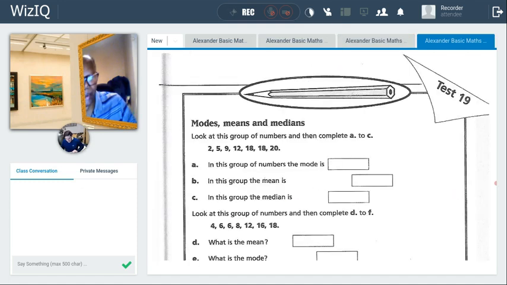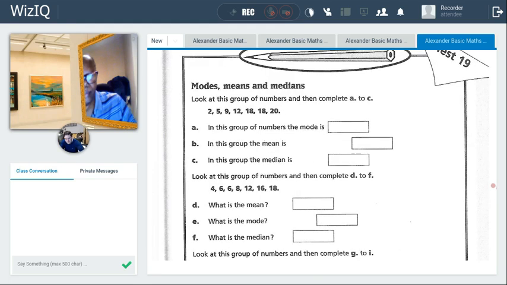So let's look at this group of numbers and then complete A to C. You have 2, 5, 12, 18, 18, 20. In this group of numbers, what is the mode? 18. So the mode here is 18, the most frequent number, the number that is seen most. In this group, what's the mean?